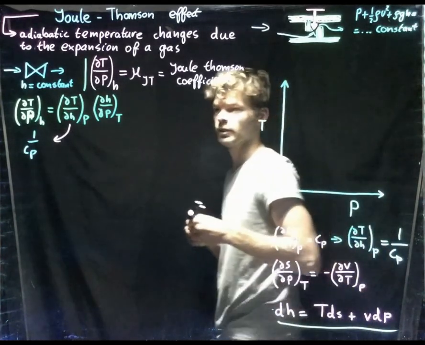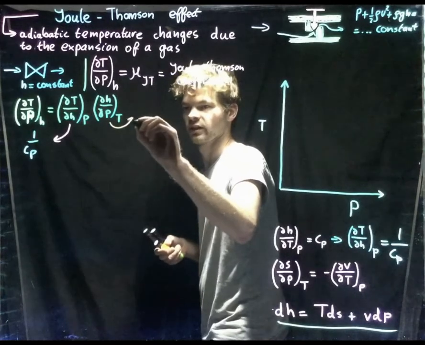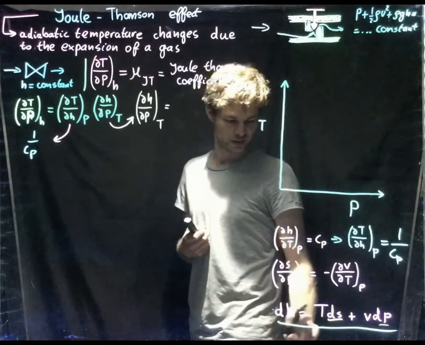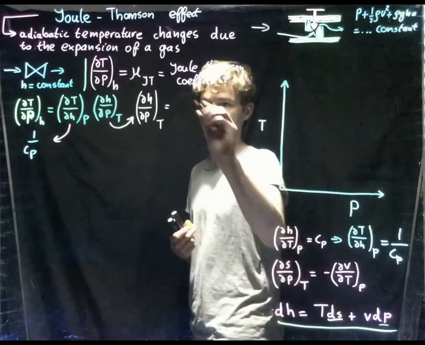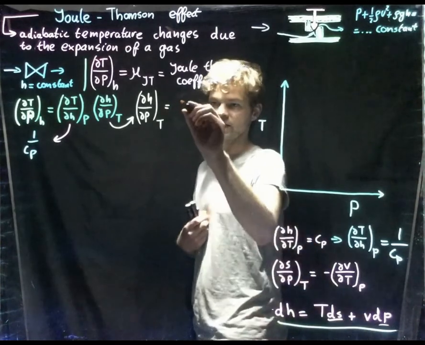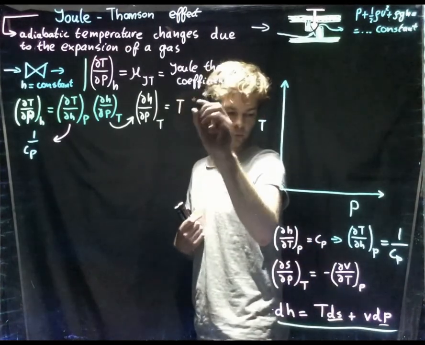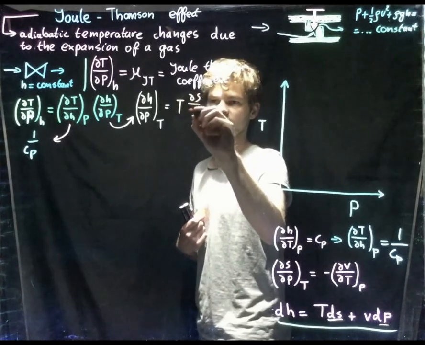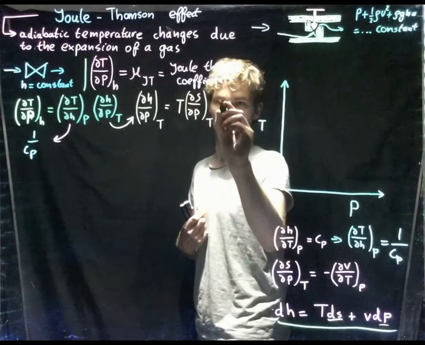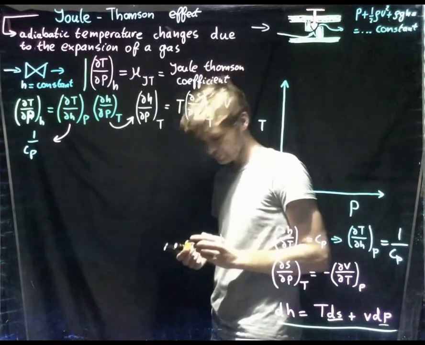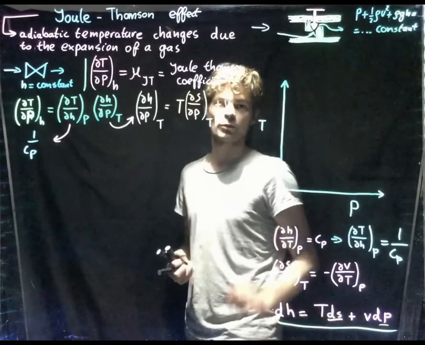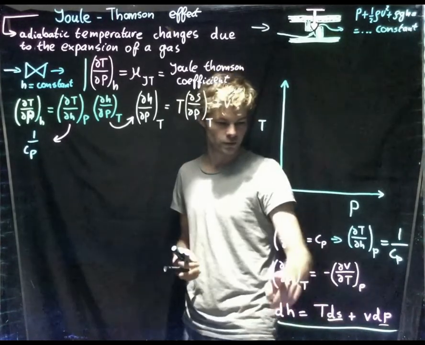So let me rewrite this part. Rewriting this, dh dp is equal to, and I have to divide everything by p, T multiplied by ds dp for a fixed temperature plus V. And so now I've just rewritten this equation into partial derivatives. Now I'm going to use this equation.